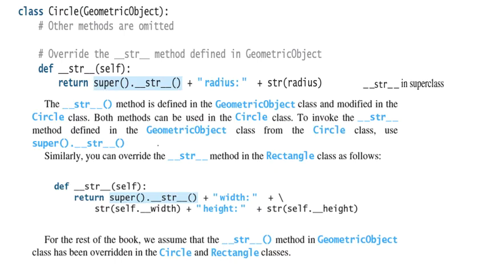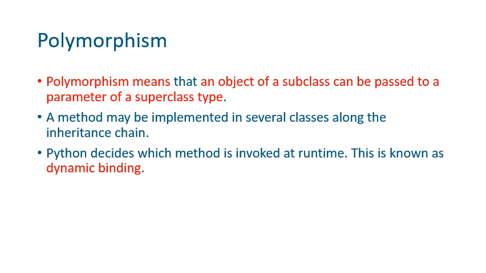To invoke the str method defined in the GeometricObject class from the Circle class, use super. Similarly, you can override the str method in the Rectangle class as follows: def __str__(self): return super().__str__() plus width. For the rest of this part, we assume that the str method in the GeometricObject class has been overridden in the Circle and Rectangle classes.